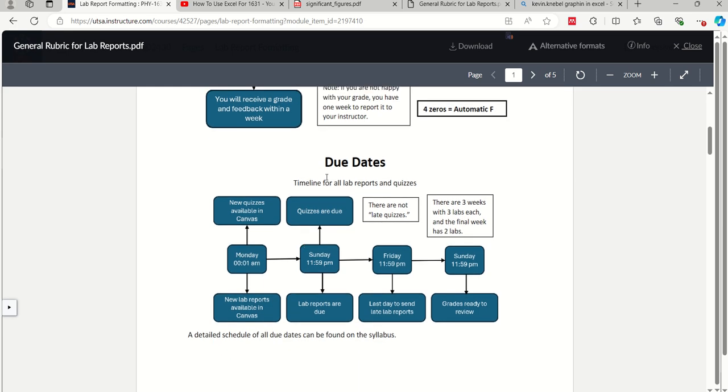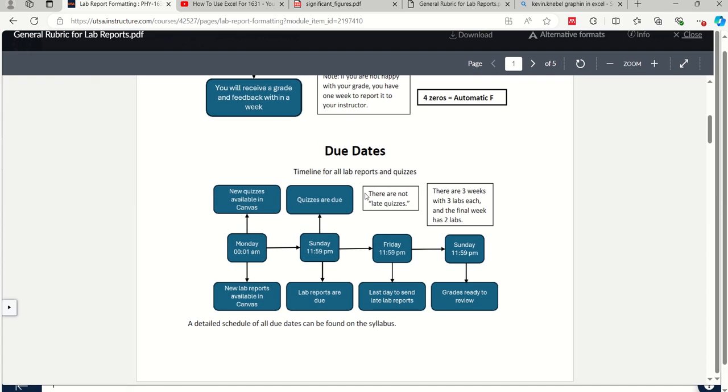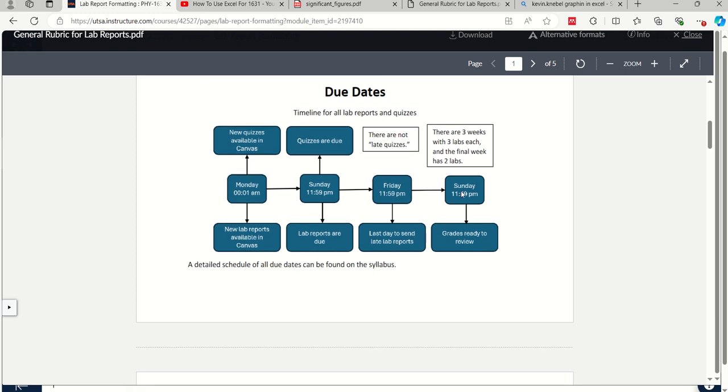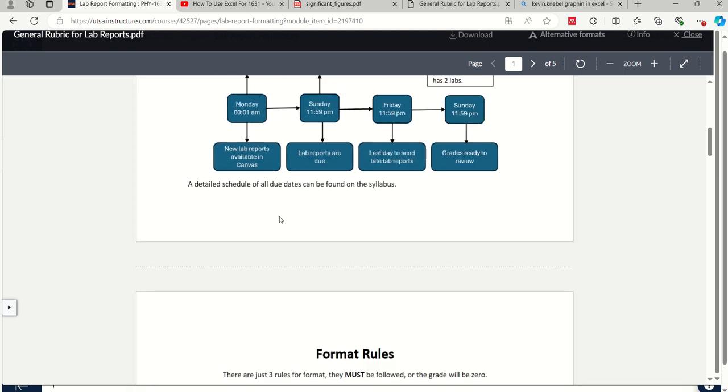So due dates, this is basically the timeline for all the labs and quizzes. New quizzes are available in Canvas. At the beginning of each week, you should have the 3 quizzes available for the 3 assignments for the week. And then all the assignments, quizzes, and lab reports are going to be due each Sunday at 11:59 p.m. So make sure that you have everything turned in on time. And then you have until Friday to have everything completed. So if it is late, you have until Friday. After Friday at midnight, it usually results in a 0. All right, so this is the due date timeline.